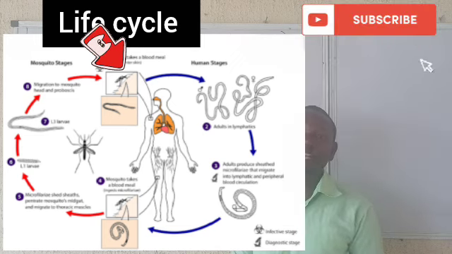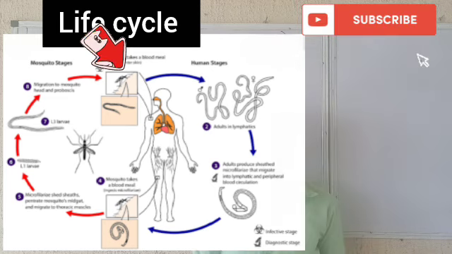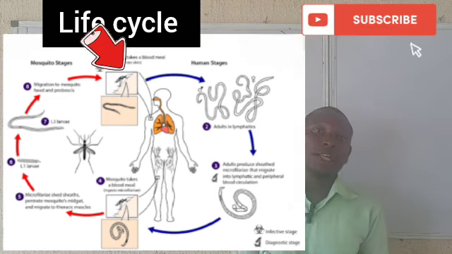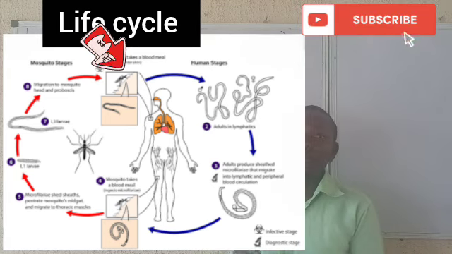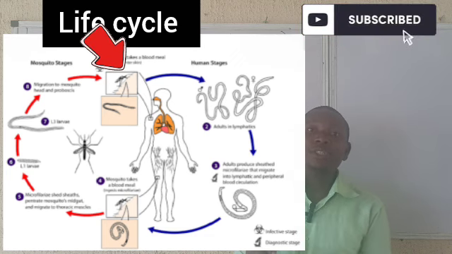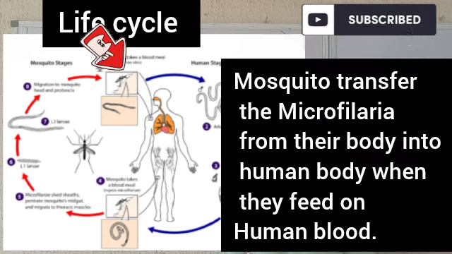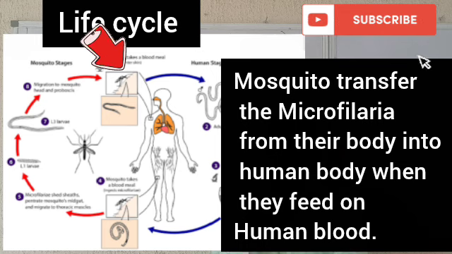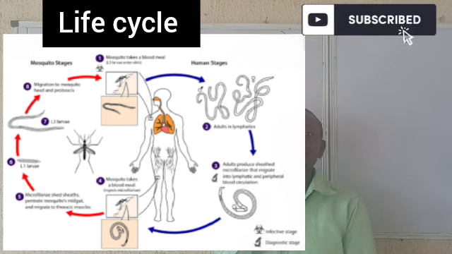Please take note of that. The L3 stage is the infective stage of the microfilaria. We have the L1 and L2 stage microfilaria. So the L3 stage, which is the infective stage of the microfilaria, when the mosquito feeds on blood through its proboscis into the body of human to take blood, the L3 stage, which is the infective stage in the proboscis, is inserted into the bloodstream.